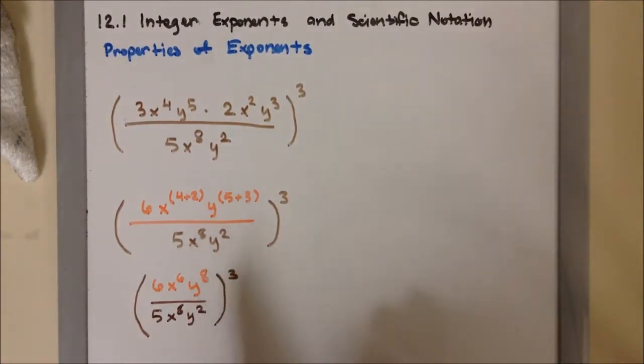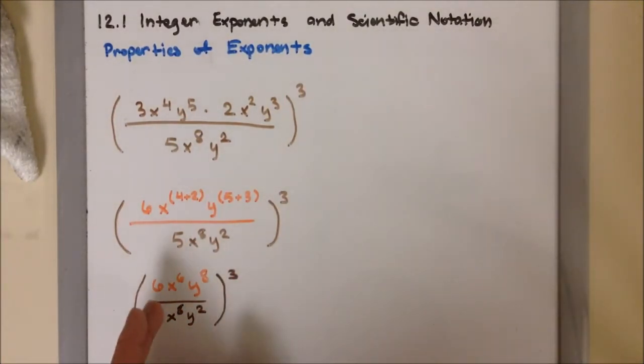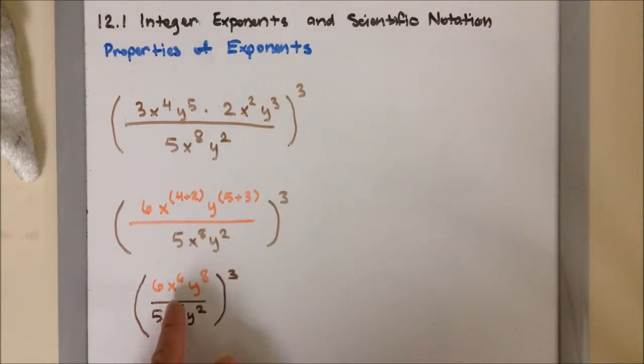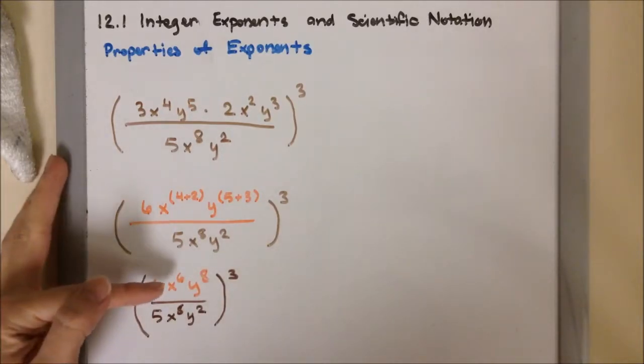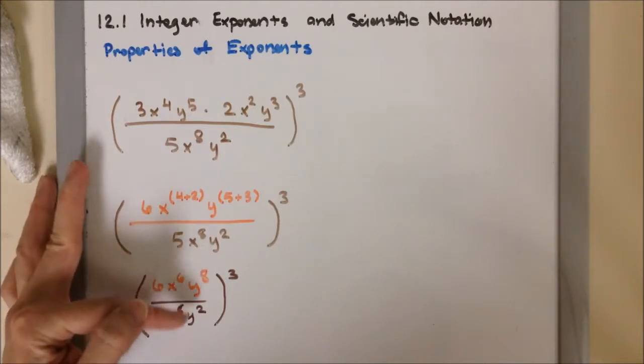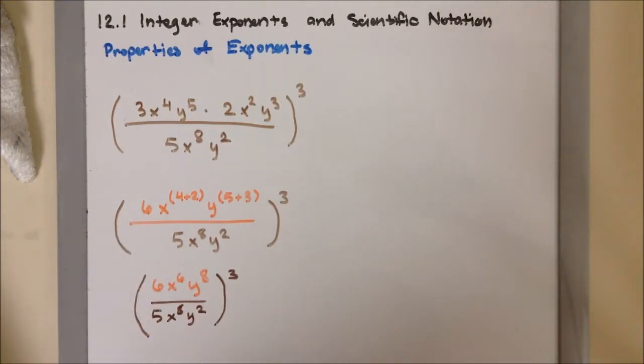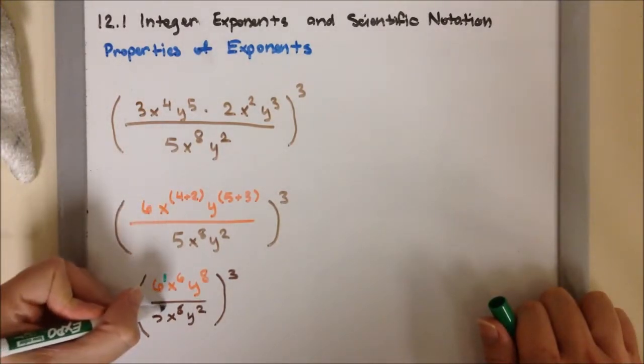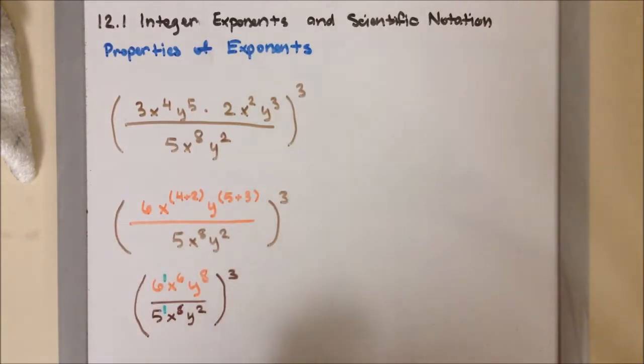Alright, so after I combine all my number coefficients into 1 from my numerator, and my x's into 1, and the y's into 1, we finish with the numerator. Now what we're going to do next is combine the x's together and combine the y's together. Now be mindful that my number coefficients, the 6 and the 5, have an invisible positive 1.